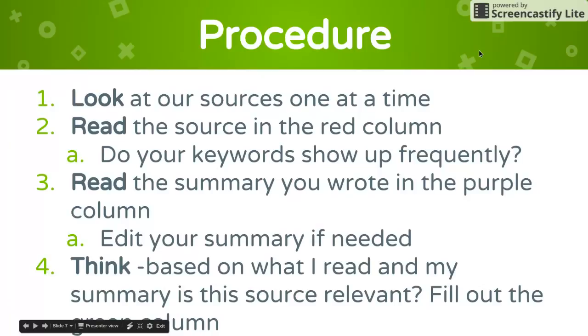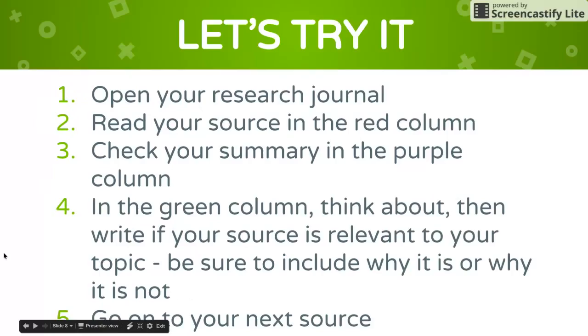All right, so now that you've seen the process we go through when we figure out if our source is relevant or not, you're going to follow these same steps. So you're going to open up your research journal, read your source in the red column, and think about what your source is saying. Then check your summary in the purple column and see if your summary is correct. Then in the green column, think about and write if your source is relevant to your topic. Be sure to include why it is or why it is not.